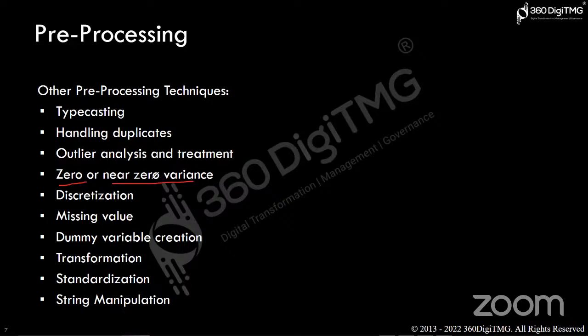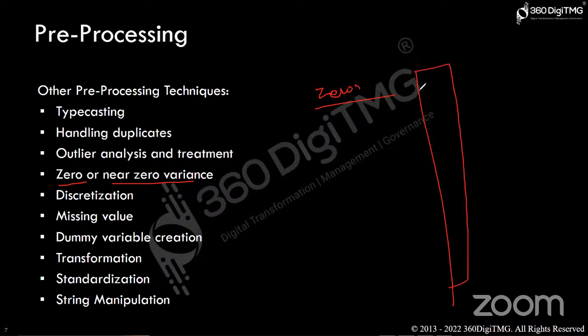Then zero or near zero variance. If we are having zero variance, that means our data is not varying. Data is all the same value. If we are having this case where data has all the same values, we will remove this column because it will not provide any value to the model building. This will just be a simple extra calculation, so we'll just remove this.